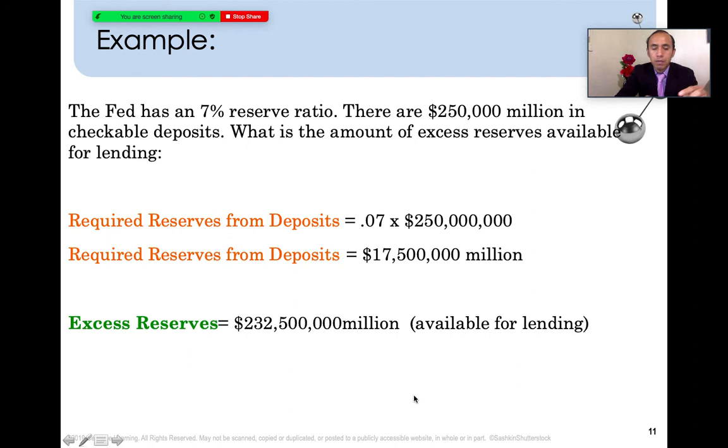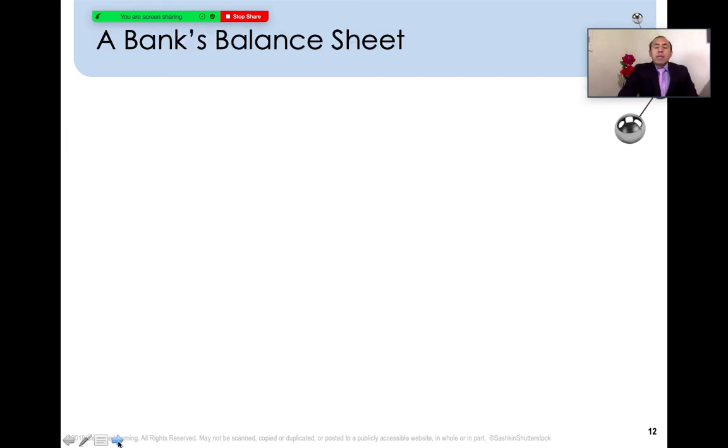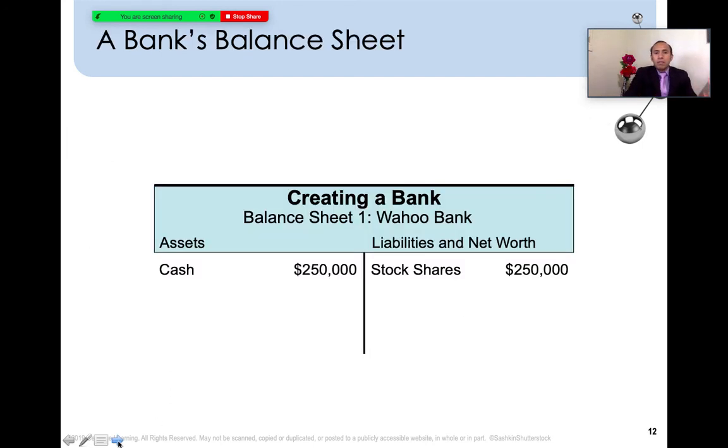This is where the multiple expansionary process of the money supply starts to occur. If we have $232.5 million available for lending as excess reserves, this can be loaned out to someone else, or the total amount can be loaned out, and it creates a multiple expansion system with the original $250 million. Now, the banks typically have a basic balance sheet, and that balance sheet consists of any stocks and shares that are owned by the stockholders.